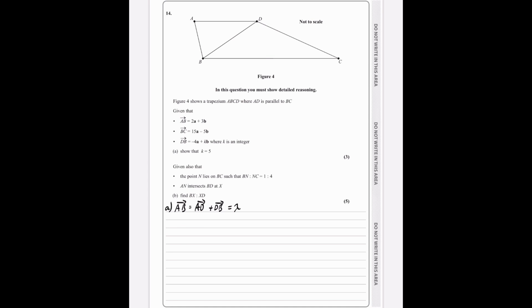A to D, we know is parallel to BC, so it's going to be a scalar multiple of BC. I'm going to call that lambda BC, and then DB is subtract 4a plus k lots of little b. BC we know is 15a subtract 5b, so our lambda BC becomes lambda lots of 15a minus 5b. I'll leave the subtract 4a plus kb alone.